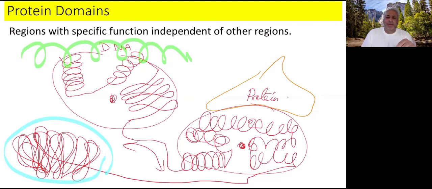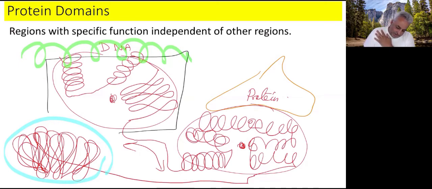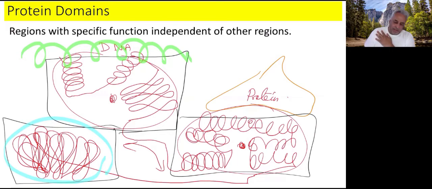So domains are functional parts of proteins that can do independent things. So this particular domain, let's change the color once again. This particular domain up here is independent of this domain, which is independent of that domain, even though they all belong to the same polypeptide.